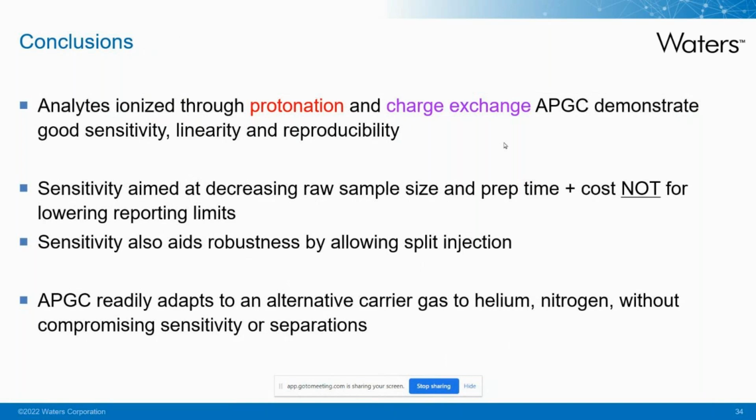So finally, I'd say APGC already has nitrogen supplied to the system. The nitrogen shown as the carrier gas was actually just split off from the nitrogen that goes into the source, and with appropriate filters added. And that doesn't have to compromise separations or sensitivity.